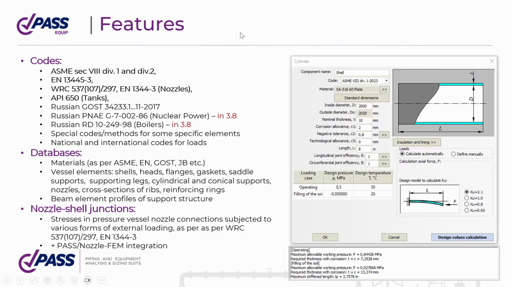Okay, let's go to features of PassEquip. So what codes were covered? First of all, of course, such internationally widely used codes as ASME Section 8, Division 1 and Division 2, and EN code for pressure vessels. For nozzles, we use WRC for analysis by formulas. And for tanks, we implement API 650.